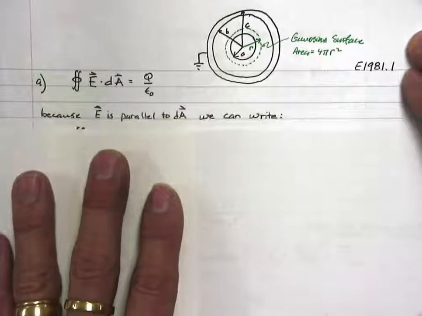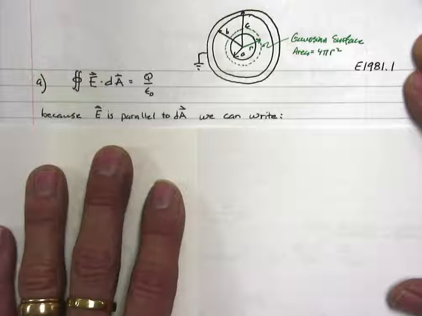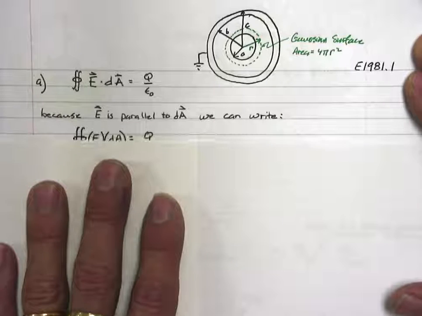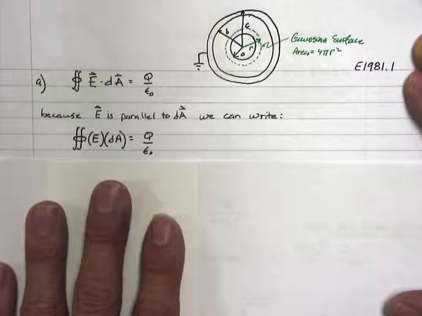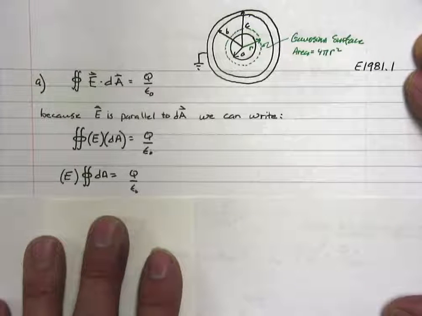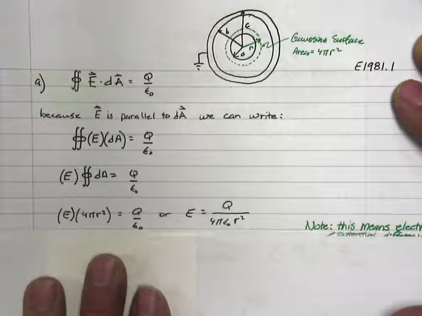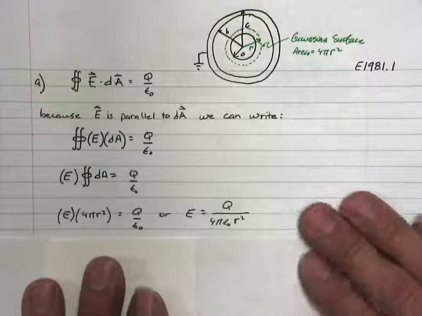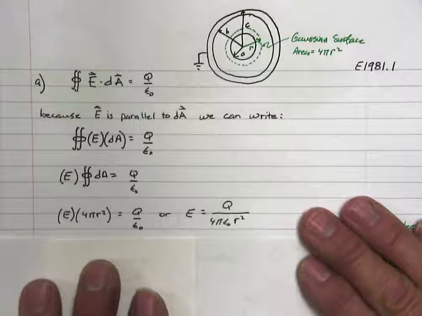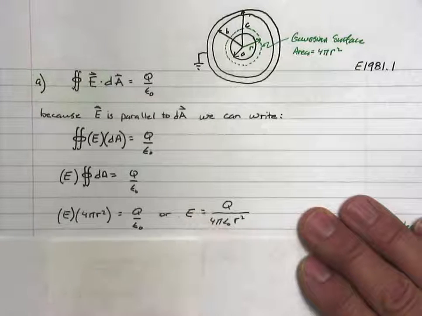And that's something that we've done many times. As we look at this, we note that the electric field is parallel to dA, so we can get rid of the dot product and write it that way. The electric field is going to be constant at any given r. We then add up all of the little dAs, and that's basically the area of our Gaussian surface, 4 pi r squared. And we have a statement for what the electric field is. First part shouldn't be too difficult. We've got the electric field as a function of r.